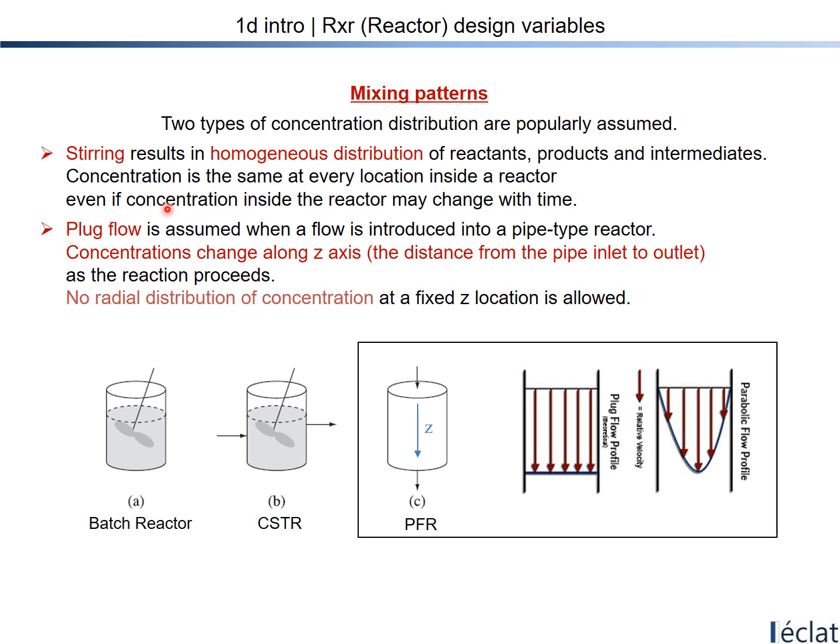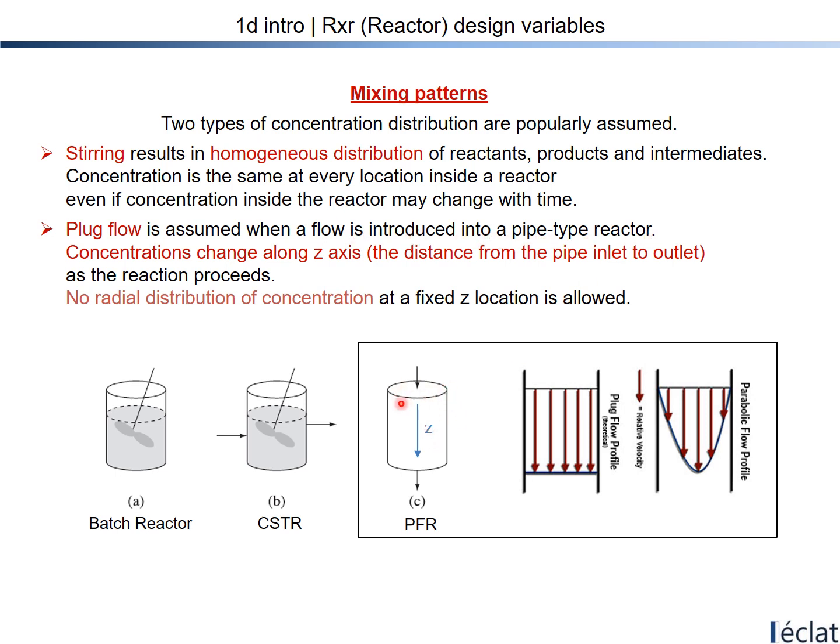Even if concentration inside the reactor may change with time, I mean, at a specific time, you could find the same concentration at every location inside the reactor, such as batch and sometimes continuous flow reactor. The other one is the plug flow reactor, and plug flow is assumed when a flow is introduced into a pipe type reactor.